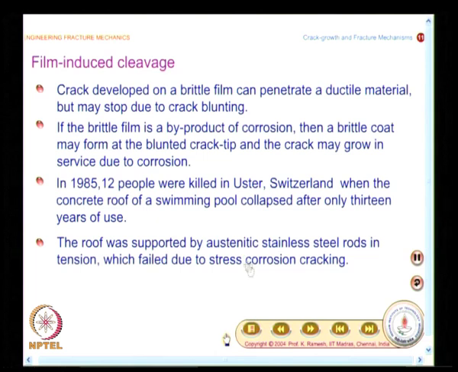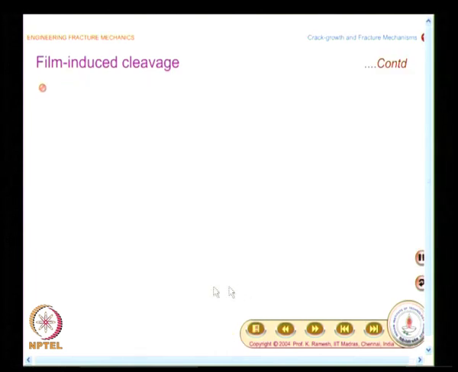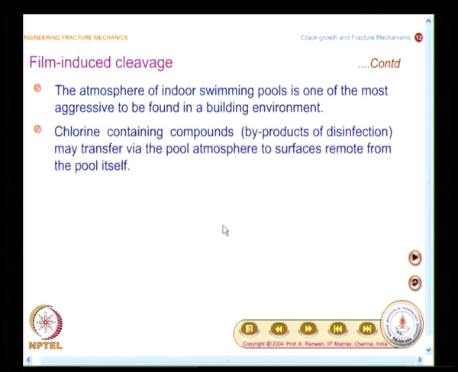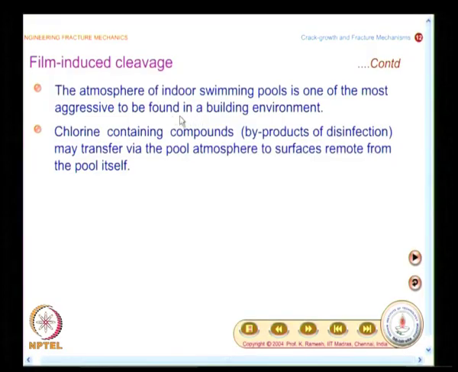And let us look at what happens in a swimming pool. It is a very highly corrosive environment that you may not realize. You all enjoy swimming, and in foreign countries, because temperatures reach sub-zero, they need to have swimming pools heated, and to prevent disease they add chlorine to the water. So, this creates a very nice atmosphere for corrosion. And from a structural analysis point of view, the atmosphere of indoor swimming pools is one of the most aggressive to be found in a building environment.